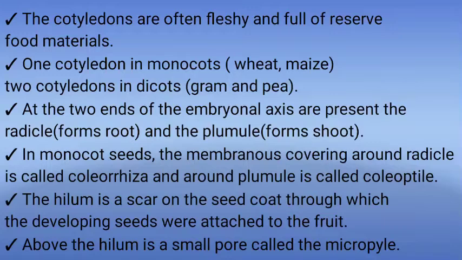In the germination of a seed, the radicle forms the root system and the plumule forms the shoot system. In monocotyledonous seeds, the membranous covering around the radicle is called coleorhiza and around the plumule is called coleoptile. The hilum is a scar on the seed coat through which the developing seed was attached to the fruit. Above the hilum, a small pore is present on the seed, which is called the micropyle.